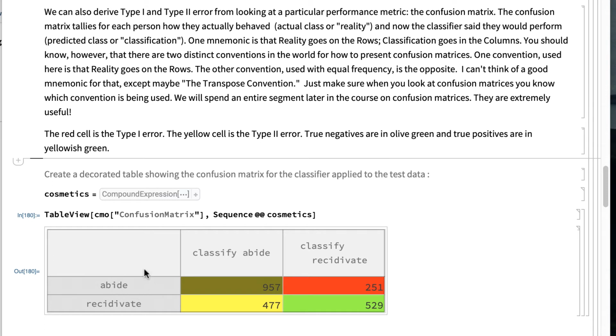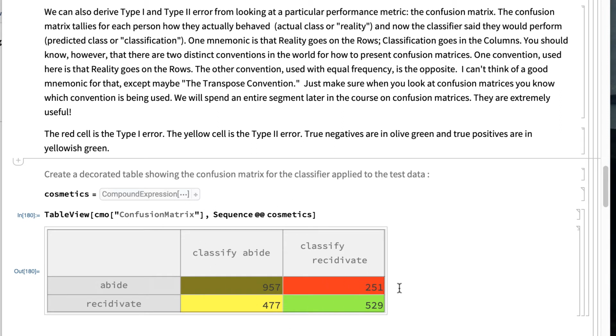Here we've got reality on the rows and the classification in the columns. This is the convention that the Wolfram language uses. There's another school of thought which puts the classifications in the rows and the reality in the columns. They seem to be used with about equal frequency. I prefer this convention. The other thing I tend to do is put my positive class at the bottom.